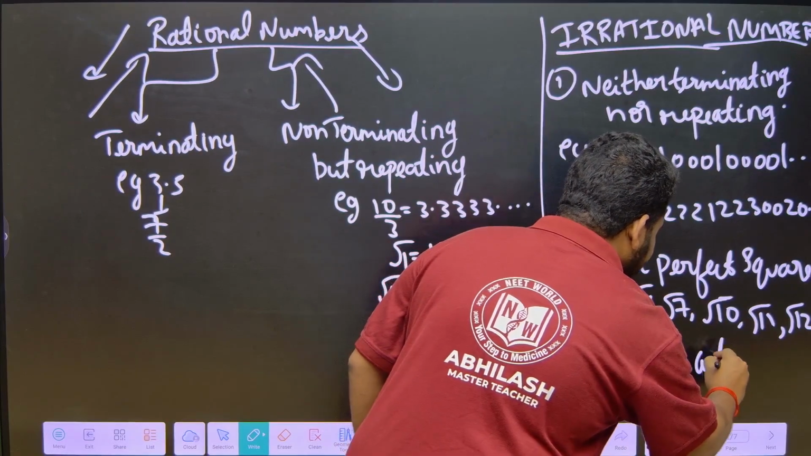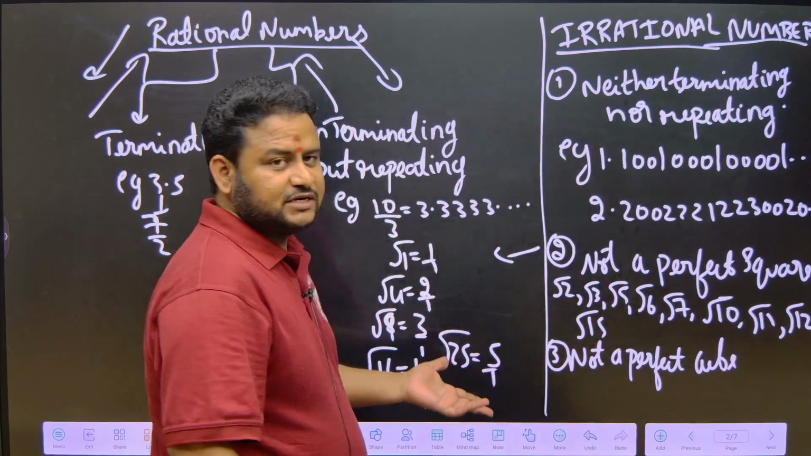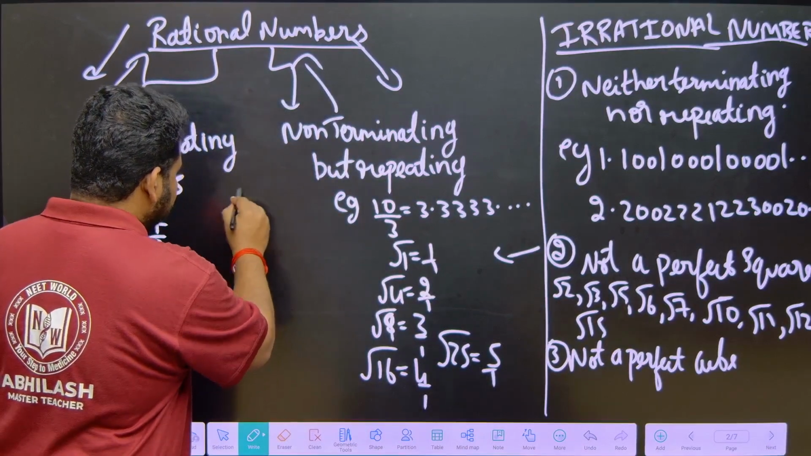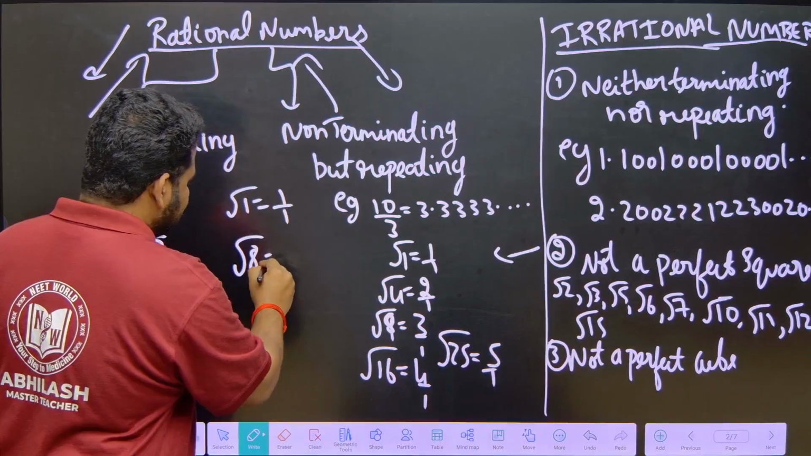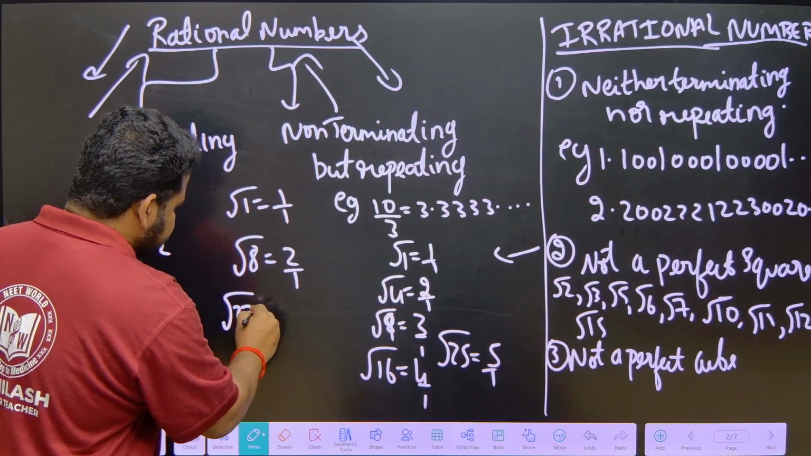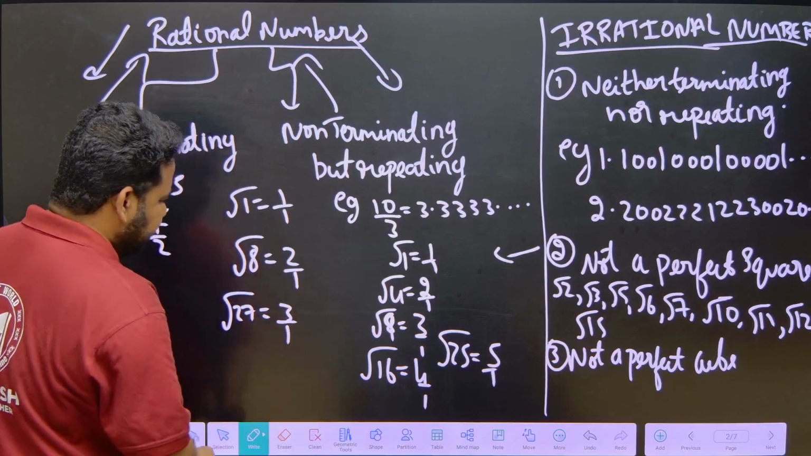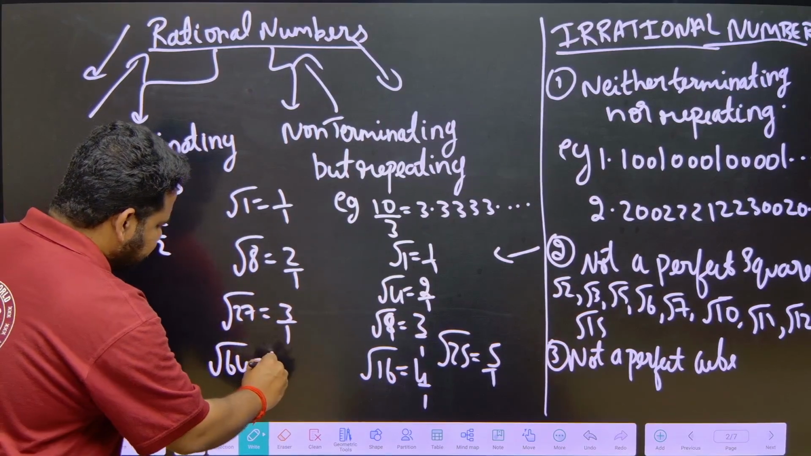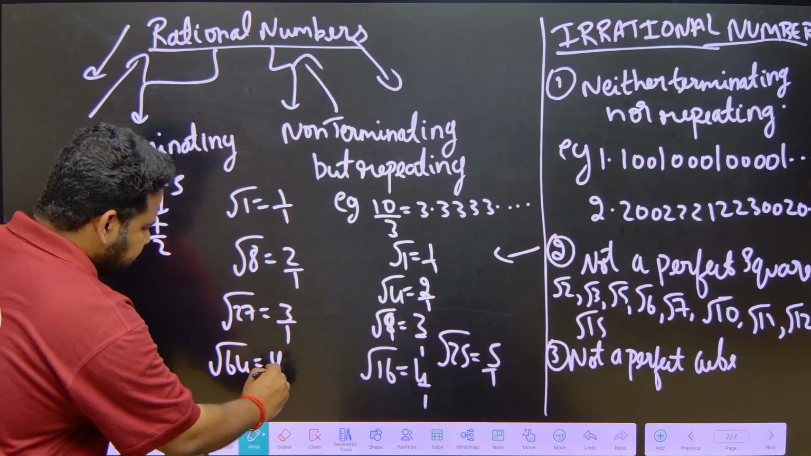So what are the perfect cubes that you have? 2 cubed is nothing but 8. So the cube root of 1 is 1 itself, 1 by 1. Cube root of 8 is 2, I can write it as 2 by 1. Cube root of 27 is nothing but 3, I can write it as 3 by 1. And next, the cube root of 64 is nothing but 4, which can be written as 4 by 1.